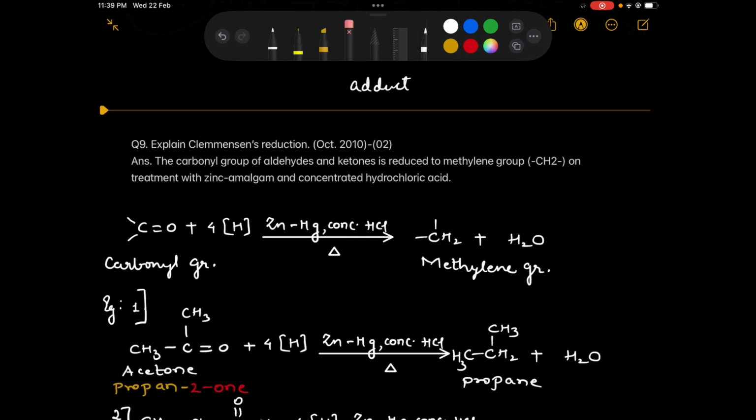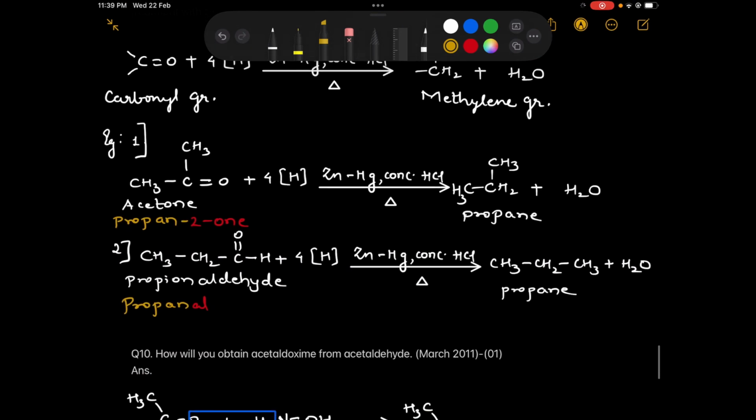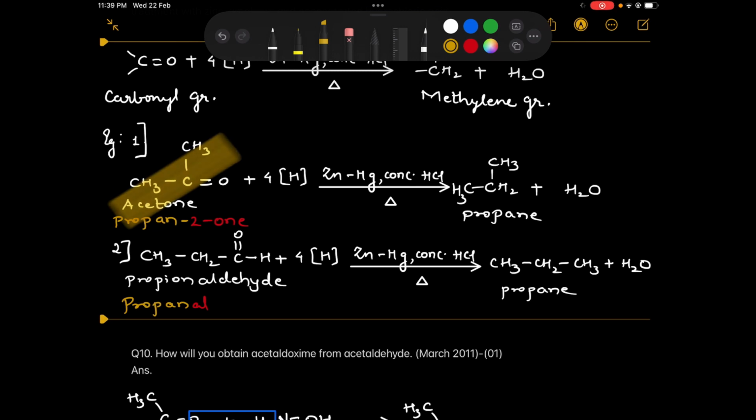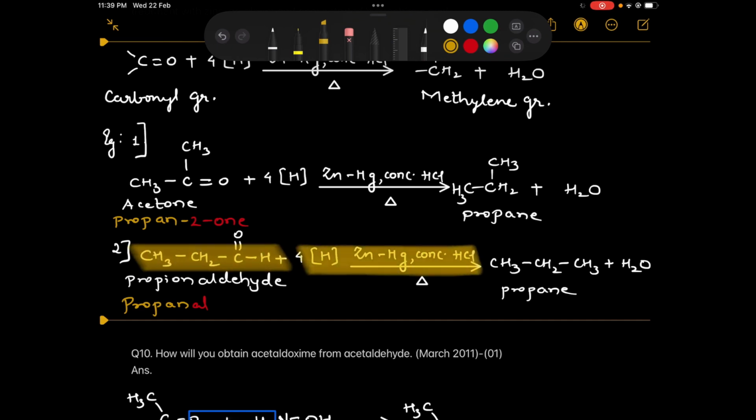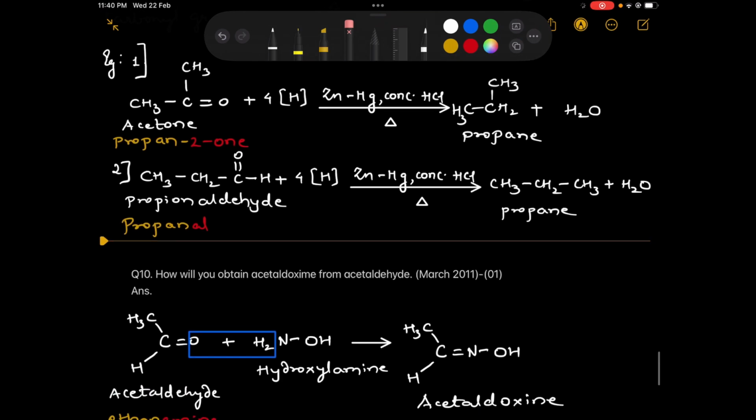Explain Clemmensen's reduction. This is the previous one which I had discussed. Here I have taken examples apart from the general reaction. Observe acetone on treatment with 4 nascent hydrogen in the presence of zinc amalgam and concentrated HCl is giving us propane. So the carbonyl group is getting reduced. The next example I have taken is propionaldehyde. Again the same reagents are being taken and you are going to get the same product, that is propane. Observe the difference. In the first case I had used a ketone, whereas in the second case I had used an aldehyde. But both the ketone as well as the aldehyde are having 3 carbon atoms.